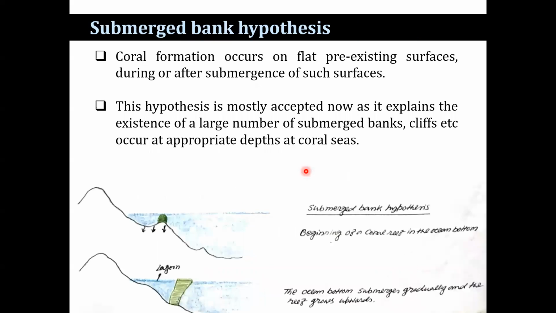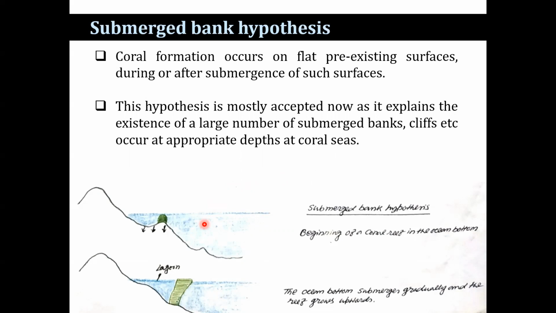Now, the last theory, the submerged bank hypothesis. According to this hypothesis, coral formation occurs on a flat pre-existing surface during or after submergence of such surfaces. This hypothesis is mostly accepted, as it explains the existence of a large number of submerged banks, cliffs, etc. that occur at appropriate depths in coral seas.